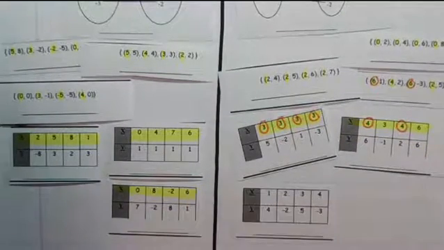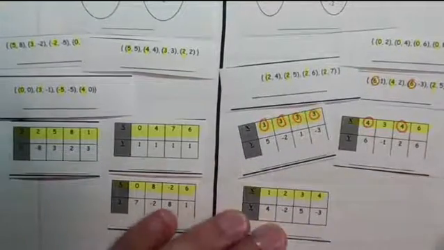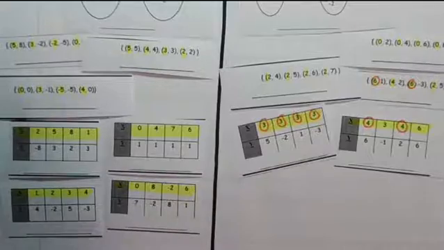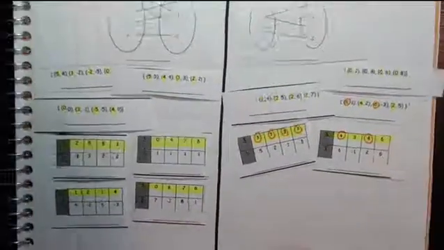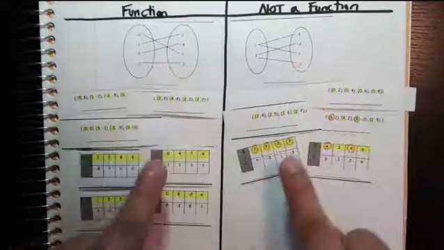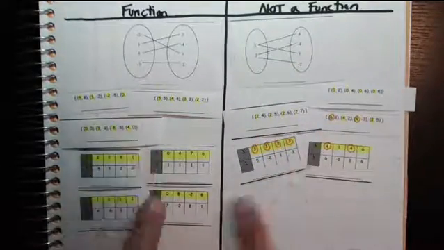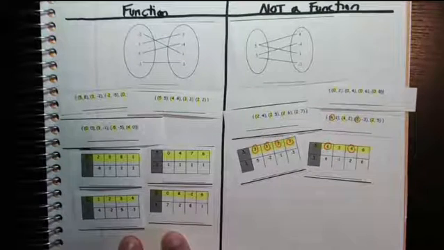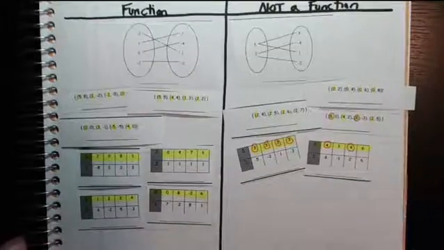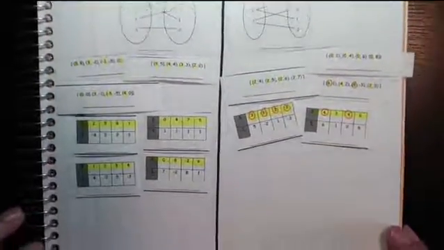And the last one is 1, 2, 3, and 4. All are different x values, so that would be on the function side. So when it came to mapping diagrams, I've split. I have 3 and 3 for ordered pairs, then I have 4 functions on this side and 2 non-functions on this side when it comes to the tables. The last thing that you have are the graphs.